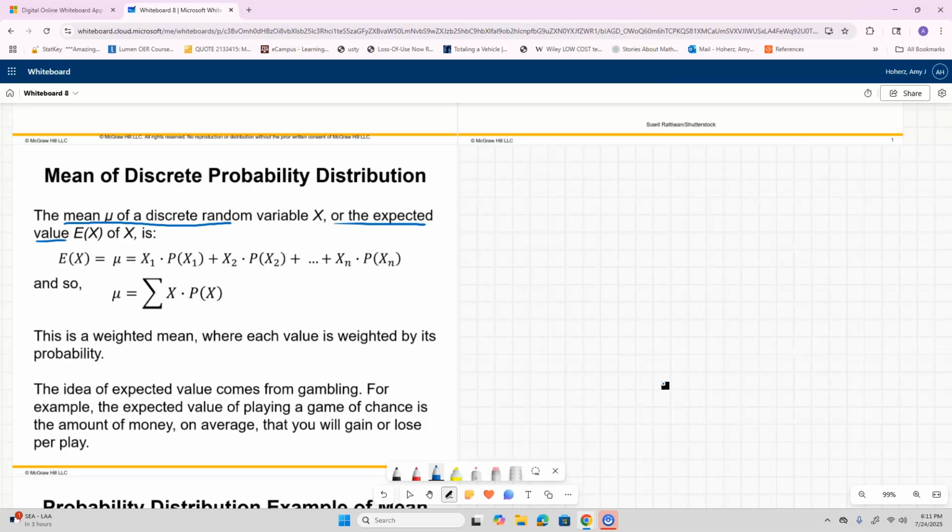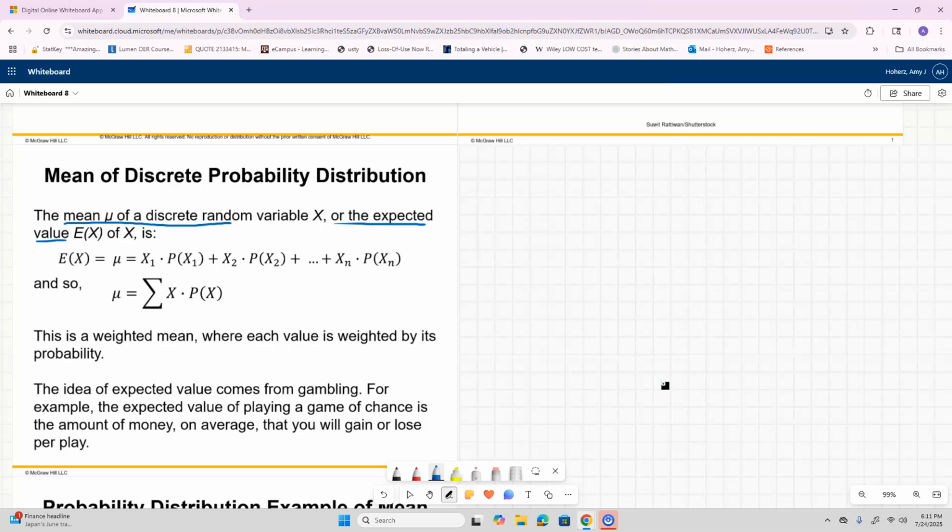So when we're talking about, say, the die, that would be 1. And then the probability of that happening, which if we were talking about the die, that would be 1/6. Then the next value, so if we're talking about the die, that would be 2 times 1/6, and so on until we get all of them. So x sub n means up until you've done all n values.